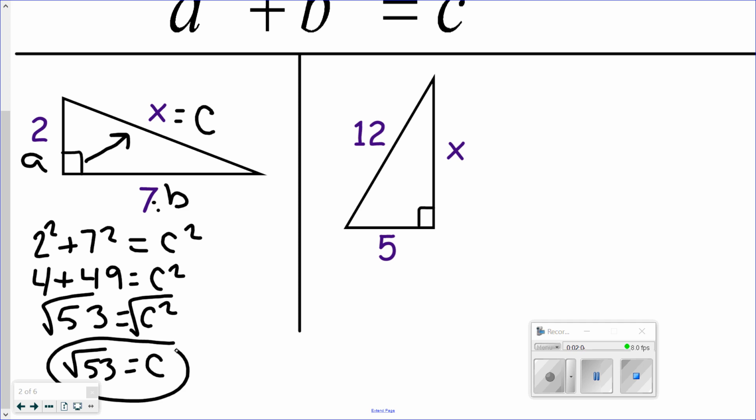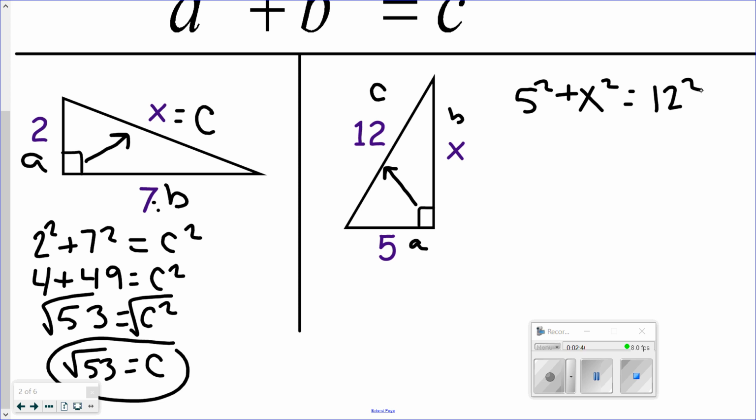All right, for our second example, once again, let's look at where our right angle is. To figure out what my C value is, I'm going to draw an arrow to the outside side, and that means that 12 is going to be our C here. Once again, A and B, it does not matter, so I'll just call this guy A and this side B. All right, so A squared plus B squared is equal to C squared. So 5 squared plus X squared is equal to 12 squared.